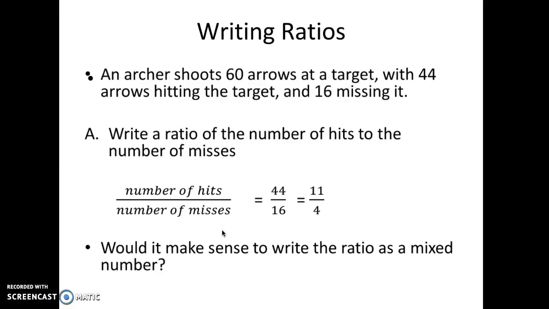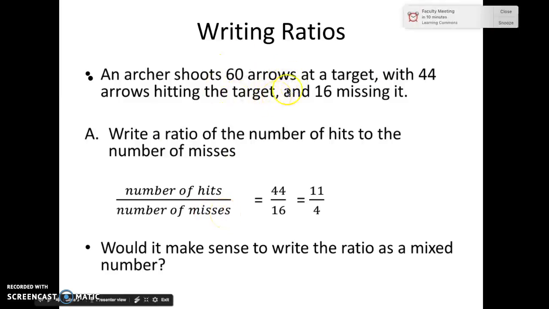So this is our first example. It says an archer shoots 60 arrows at a target, with 44 arrows hitting the target and 16 missing it. The first part says to write a ratio of the number of hits to the number of misses. So I'm going to put my number of hits in the numerator because it comes first. See how it says number of hits to the number of misses? So the number of misses is in the denominator. If we look back to our information up here, it says that the archer hit it 44 times, so my 44 is in my numerator. They missed it 16 times, so 44 sixteenths.